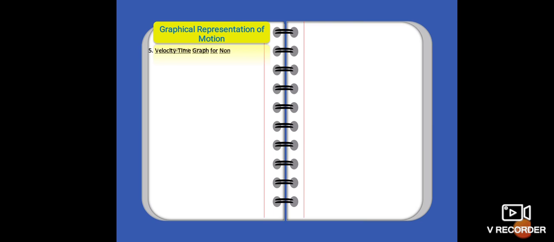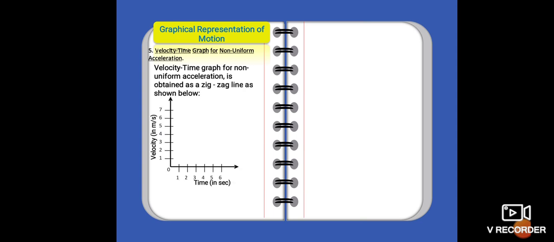Now come to the fifth and last graphical representation of motion, that is velocity time graph for non-uniform acceleration, which gives us a zigzag line as shown below. In the case of uniform acceleration, we have a straight line, but in the case of non-uniform acceleration, we have a zigzag line. Look at this picture for non-uniform acceleration.